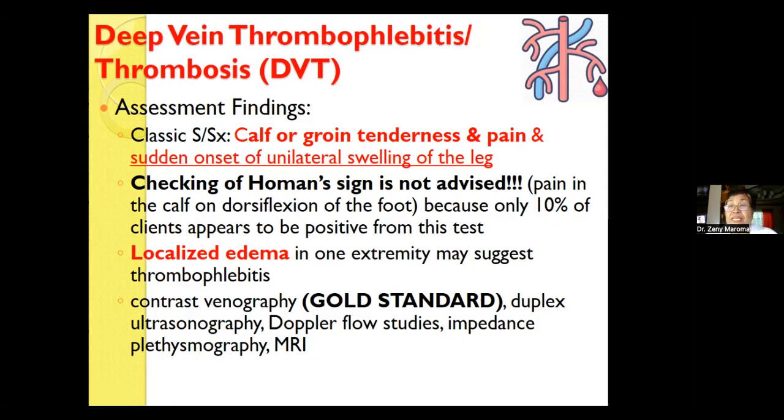X-ray visualization of the vein is called venography. Pwede rin yung duplex scan, duplex ultrasound, Doppler flow studies, no, or plethysmography, or even MRI. Okay? Pero gold standard, contrast, venography, gagamit tayo ng contrast medium, X-ray visualization of the vein.